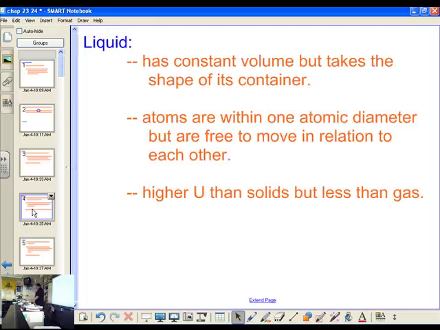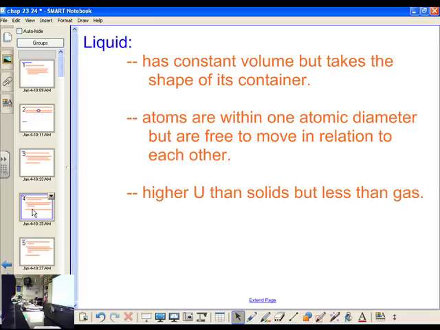Now liquids have a constant volume, but they take the shape of their container. Here, I have about 500 milliliters of water in my little flask. Notice what kind of shape it has? It has the shape of a flask. Well, yeah, it's a cone, triangle, whatever. But it has a flask shape.